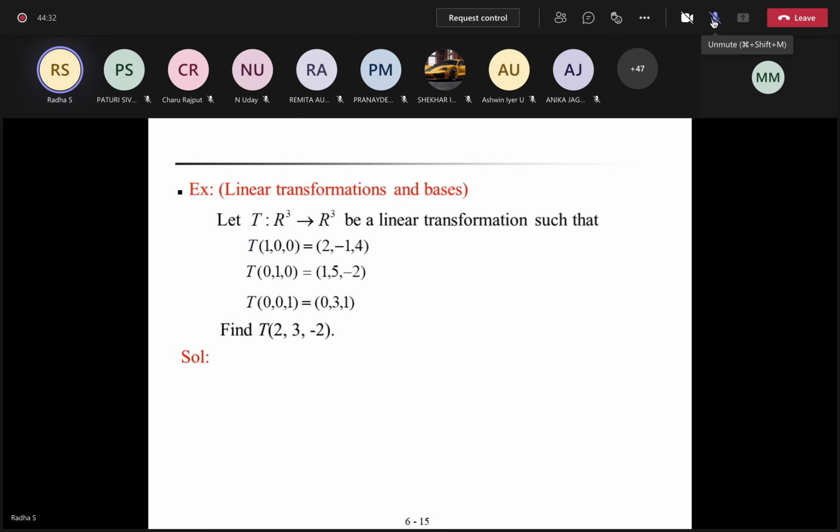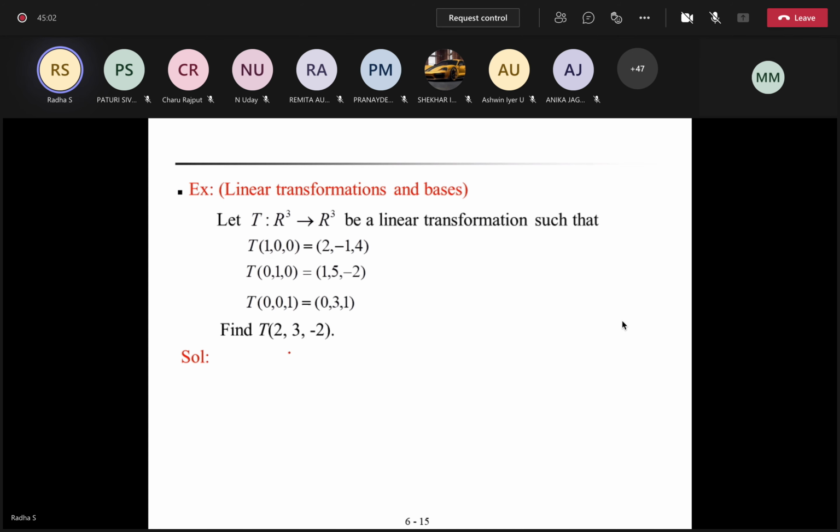Okay, can you please take down this question? Please take down this question. Taken down the question?